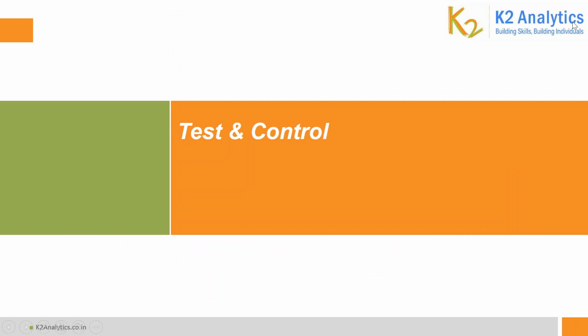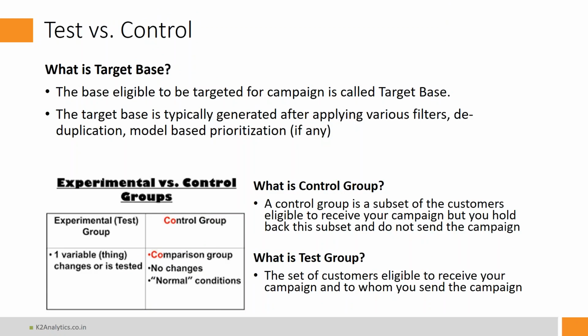Let us now understand the concept of test and control. See, once you have built a model, assume now you have built a model by which you are able to predict who is likely to churn and who is not likely to churn. So what you are now doing is using that model equation or those model rules on February end data.